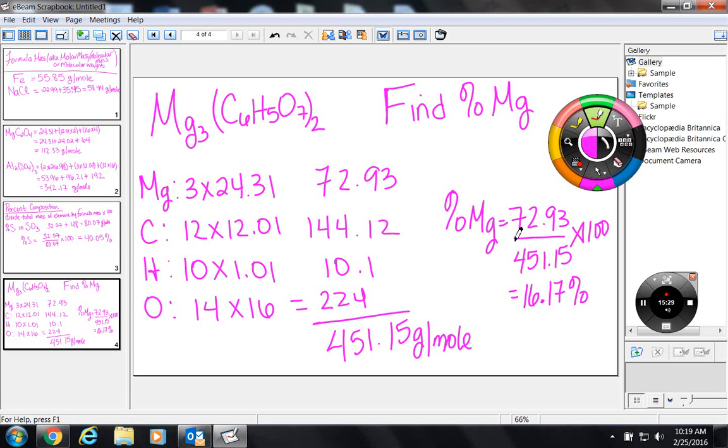Why is it taking my time? After you get the answer, should it be 16.72% of magnesium or just percent? You can say percent Mg or percent, either one.